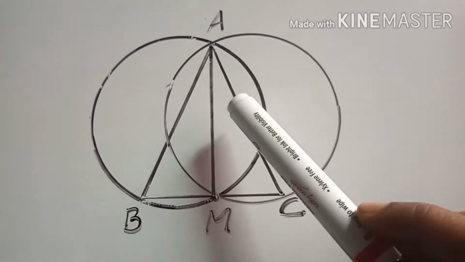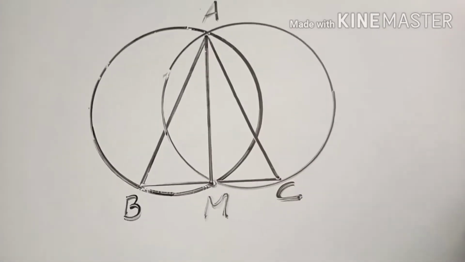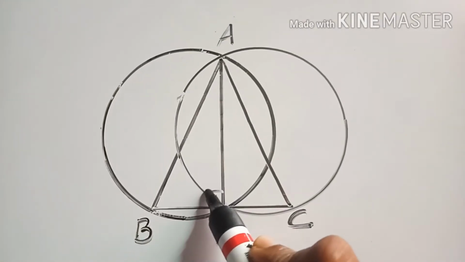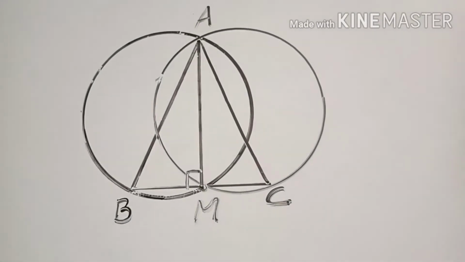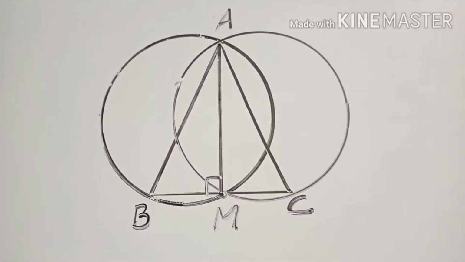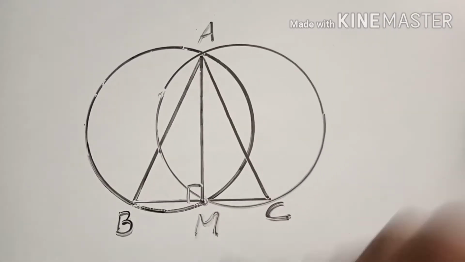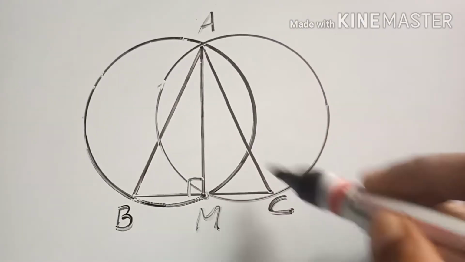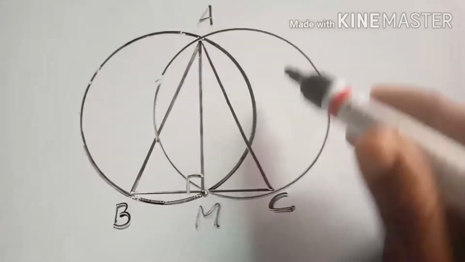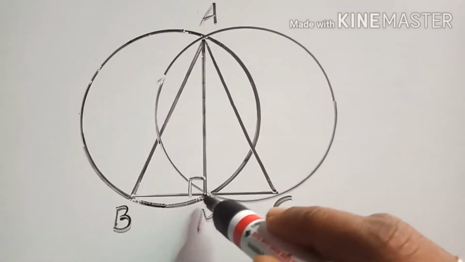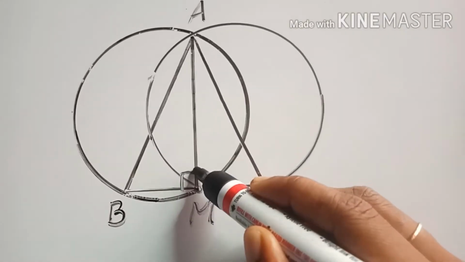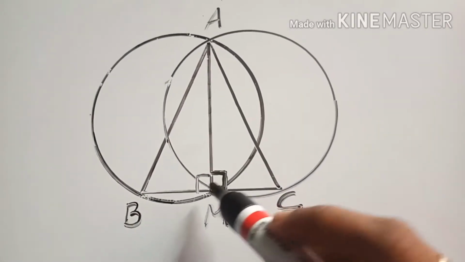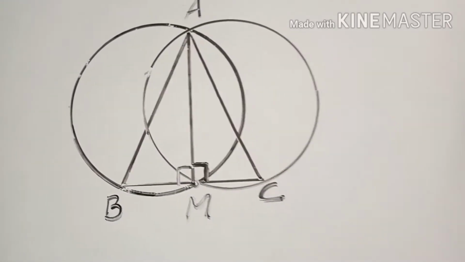So what about the angle AMB here? We know the first concept, the angle in a semicircle is always 90 degrees. So angle AMB will be 90 degrees. Next is angle AMC. Here also AC is a diameter and M is a point on the circle, that is the second circle. M is a common point here. So this angle will also be 90 degrees. So these two angles are 90 degrees.